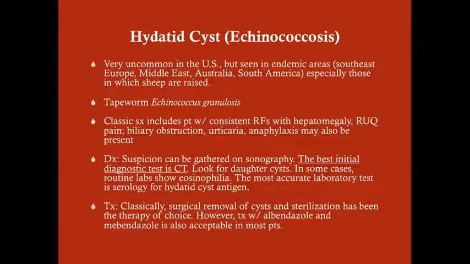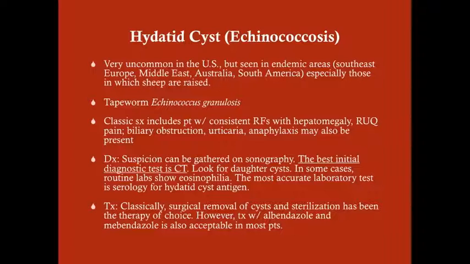Again, because these are patients with right upper quadrant pain or biliary problems, you're going to be doing a sonography first. The sonography is usually going to give you some suspicion based on the fact that you have some kind of mass in the liver. So the best initial diagnostic test at that point is going to be CT. When you're looking at the CT, it can be difficult to distinguish it from an abscess.